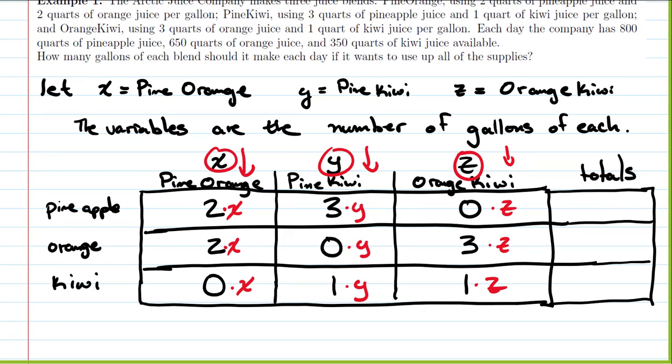800, right? So each day we have 800 quarts of pineapple juice. How much orange juice do I have every day? 650. And how many quarts of kiwi juice do I have? 350, right?